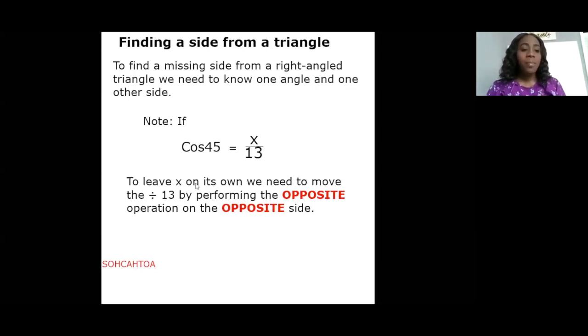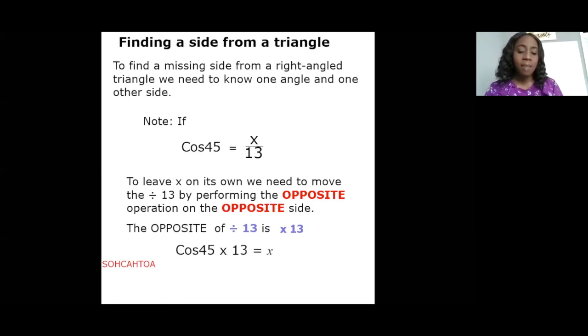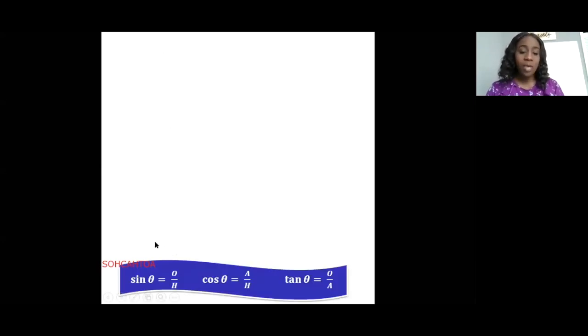Good. So the opposite would be to multiply, right? The opposite of divide 13 is multiply 13. And you're going to do that on the opposite side. So that's going to end up where cosine 45 is. So we say cosine 45 times 13 will give me x. I'm hoping that's what you guys did for the last one.